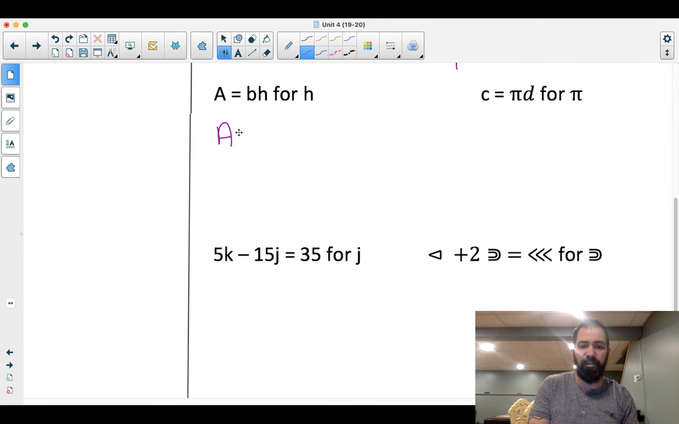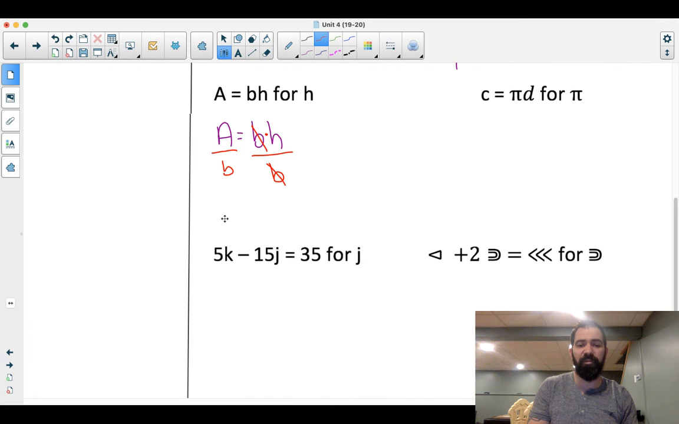We have A equals area equals base times height. Let's solve for h. Well, what are we doing? We're multiplying the base times the height. So let's do the opposite. Let's divide by the base because we want the h by itself. So we're getting rid of the base.